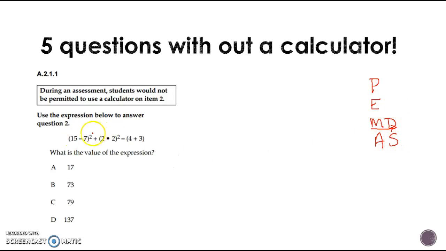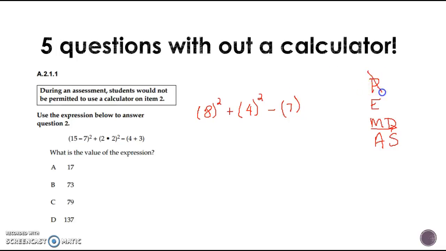So let's see what we got here. We have parentheses. We have 3 sets of them. So the first thing we're going to do is solve our parentheses. Inside of parentheses, we have 15 minus 7. You can do that, I hope, in your head. That's 8. That leaves us with 8 squared. Then inside the next set of parentheses, we have 2 times 2, which is 4, and that is also squared. Don't forget to subtract here. We're going to copy down our minus sign. Our last set of parentheses is 4 plus 3, which is 7.